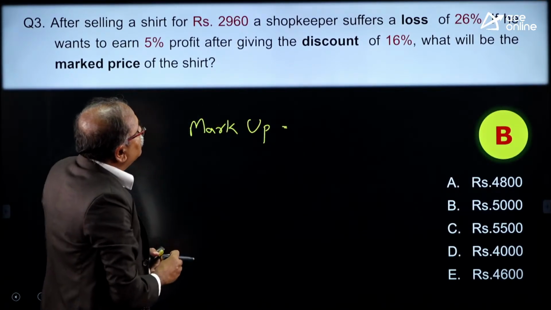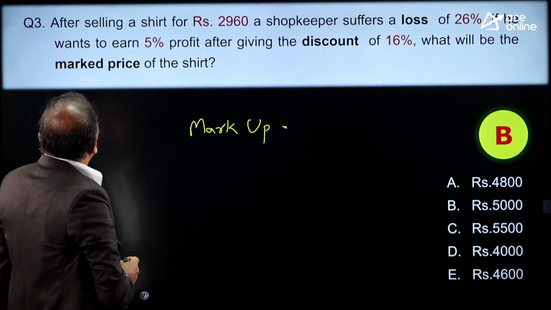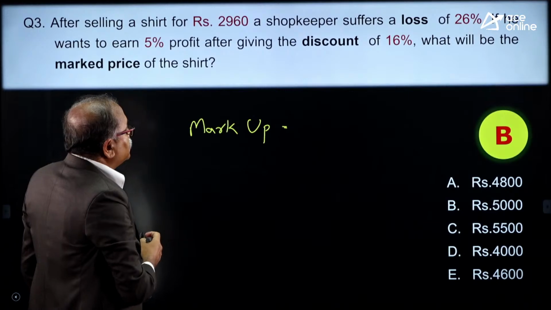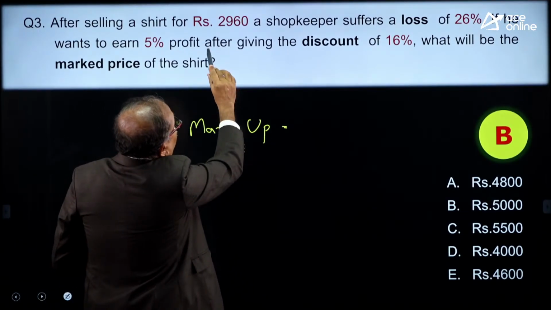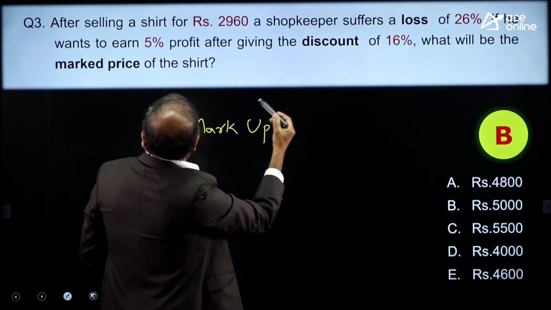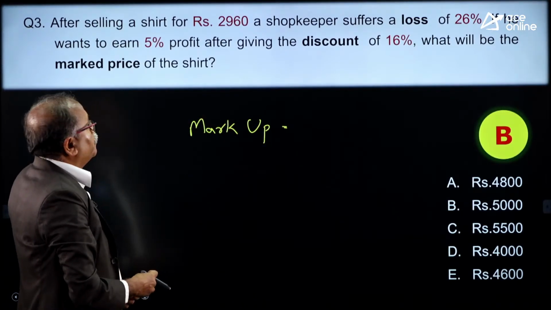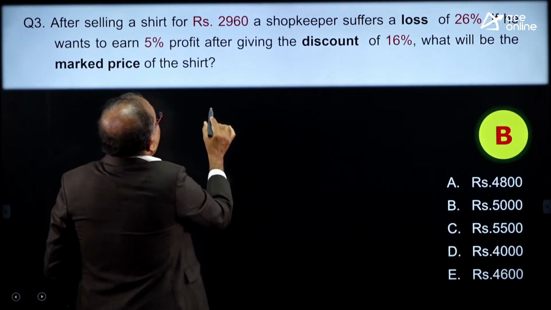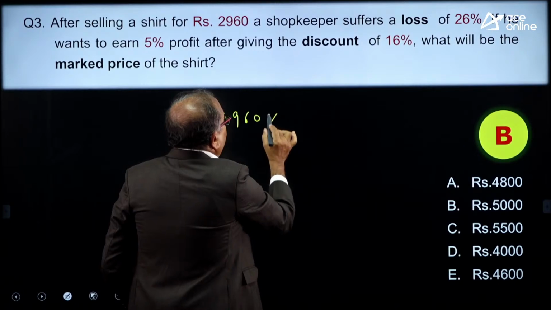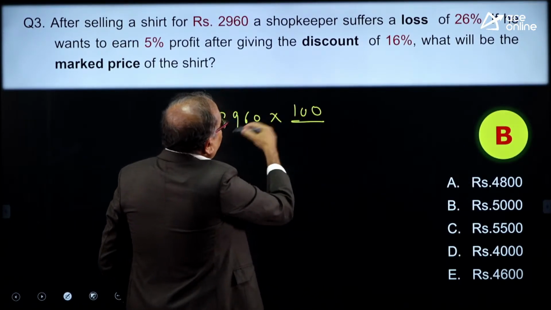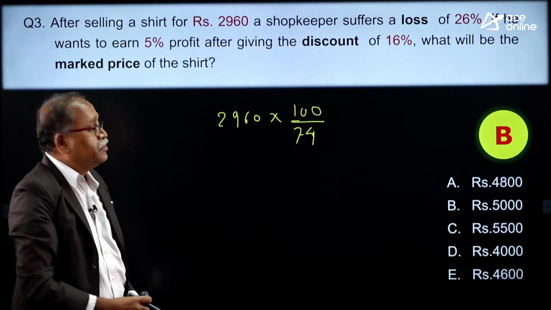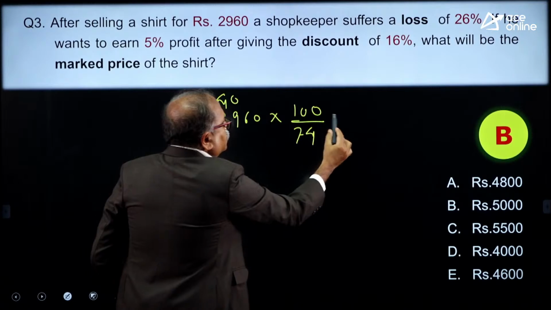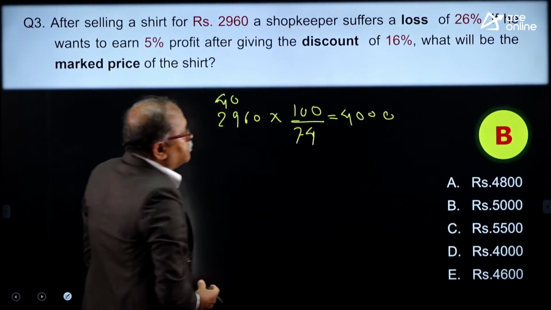So for that, what I can do, we are working on question number 3. Find out what percentage is needed over here, that is 26%, 500. First I will be finding out how much this is, that is 2,960 into 100 divided by 74. You notice that it gets cancelled by 4, so this is nothing but 40, so it comes to 4,000. Am I right over here?